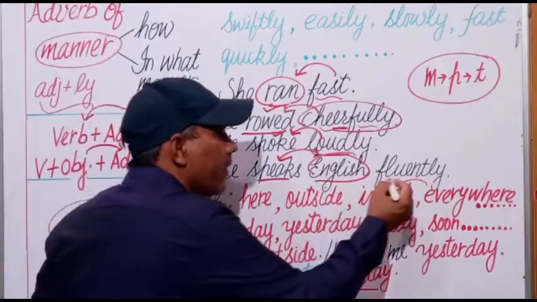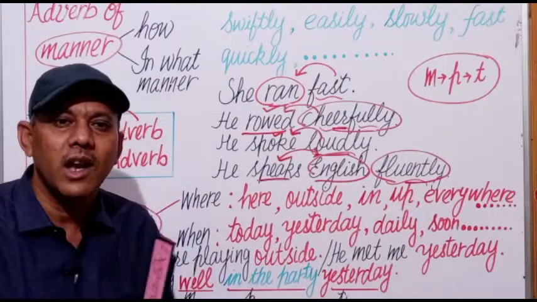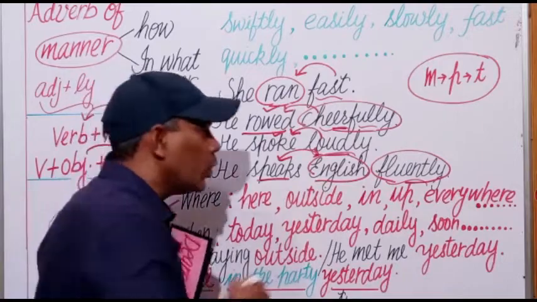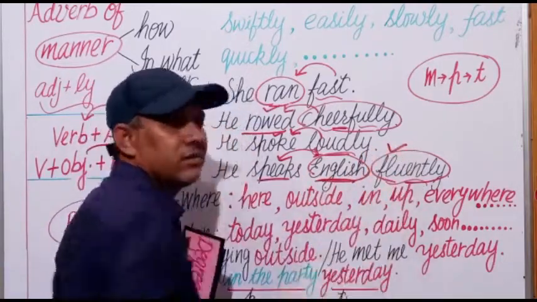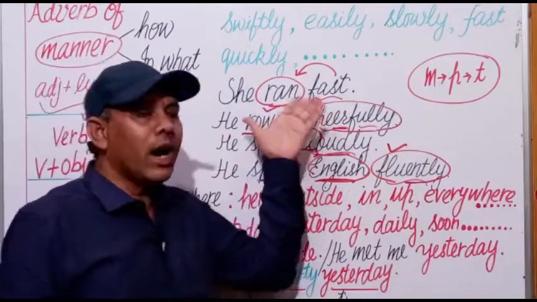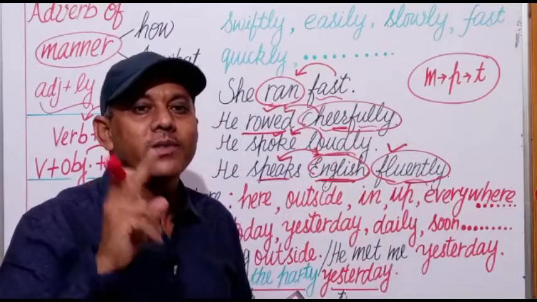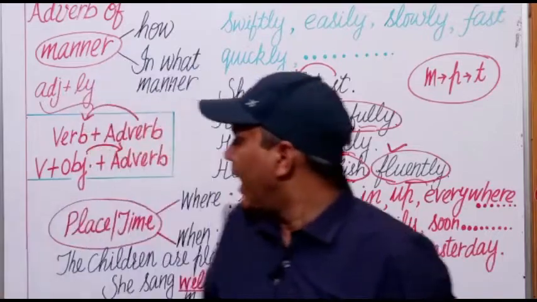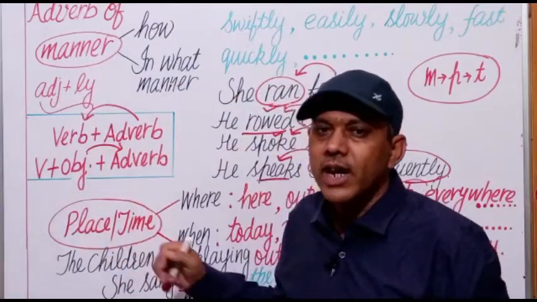Again, the word fluently tells us the manner of action. How does he speak English? But it will be used after the object of the verb English. In this way, we can use adverb of manner either after the verb or after the object of the verb if it is there. Now, next is adverb of place and adverb of time.